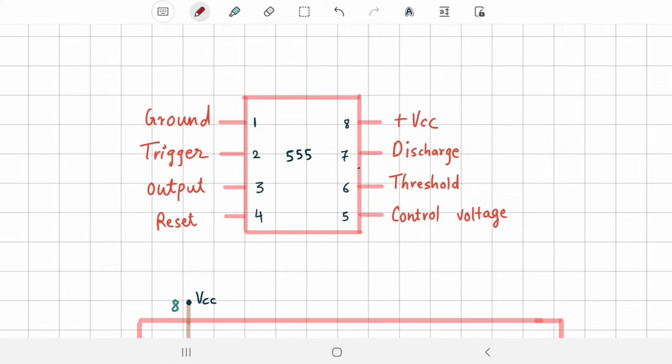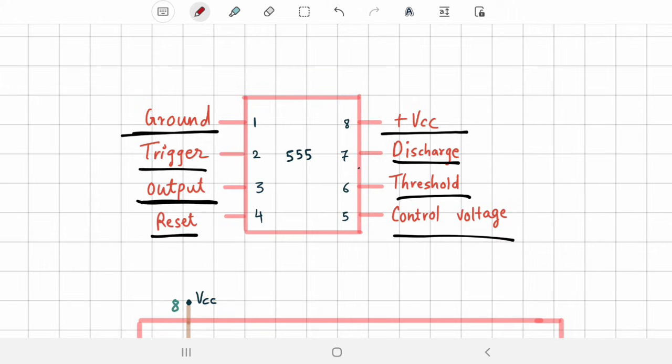555 IC. Now this is the pin diagram of the 555 IC. It has 8 pins. The first pin is ground and the 8th pin is VCC. We are taking our output from the 3rd pin. Then the 4th pin is reset. We can understand the purpose of these pins by their names itself: ground, VCC, output, reset. The pins which are left, like trigger, discharge, threshold, and control voltage, are the important pins of the 555 IC. We are going to study these pins in detail through the block diagram. You'll get to know all the details in some time.